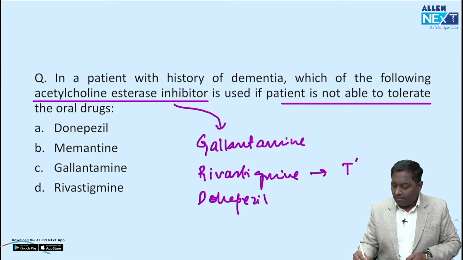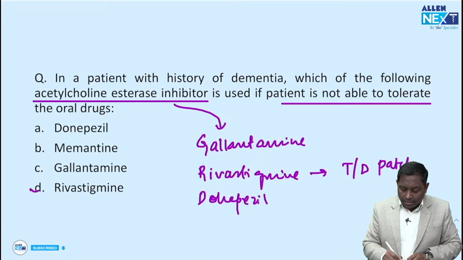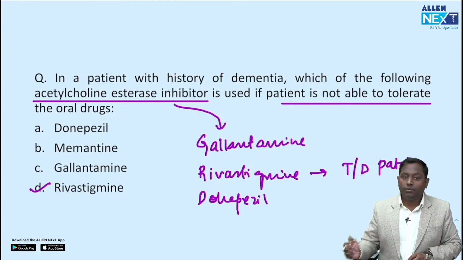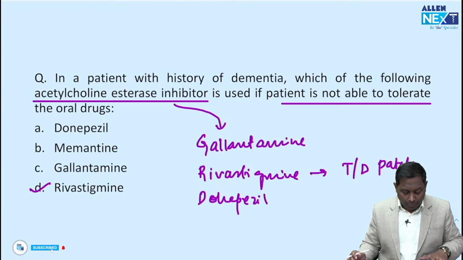So rivastigmine, I had told you, is available as a transdermal patch also. So why not give an agent that is available by the transdermal patch rather than waiting for the oral drug? The patient is anyway not able to tolerate oral, so it's better to give a transdermal patch, right? So I hope all of you guys have got this one. Rivastigmine is going to be the correct answer for this one, right?